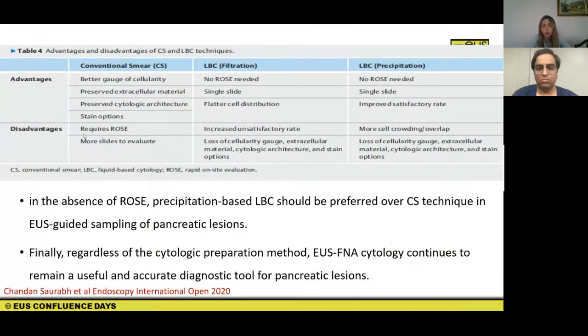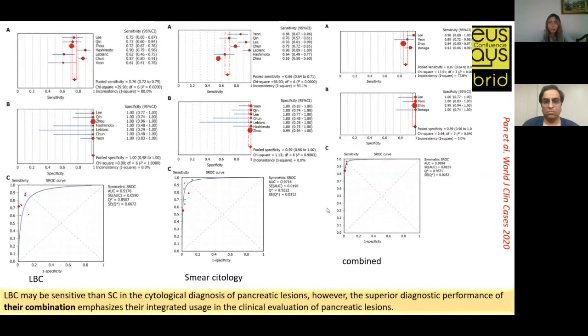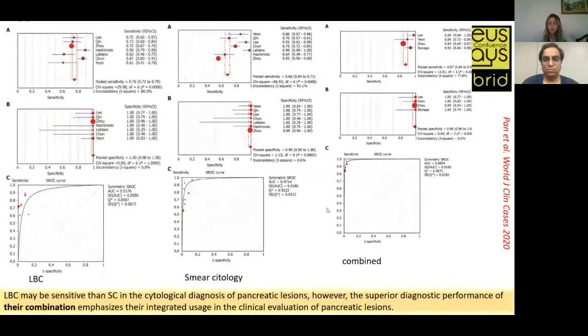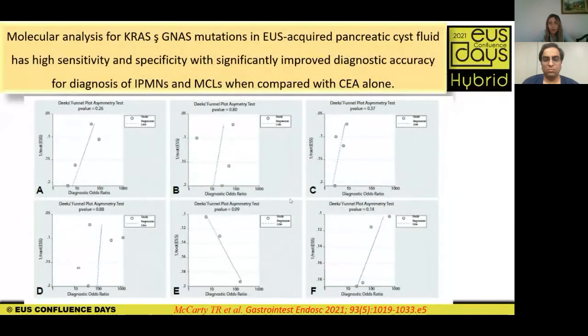In the absence of ROSE, precipitation-based liquid-based cytology should be preferred over the conventional smear technique in EUS-guided sampling of pancreatic lesions. Also, this recently published meta-analysis showed that a combination of these techniques, conventional smear plus liquid-based cytology, improves our diagnostic rate. KRAS mutation analysis using residual LBC specimen improves the diagnostic accuracy of FNA.